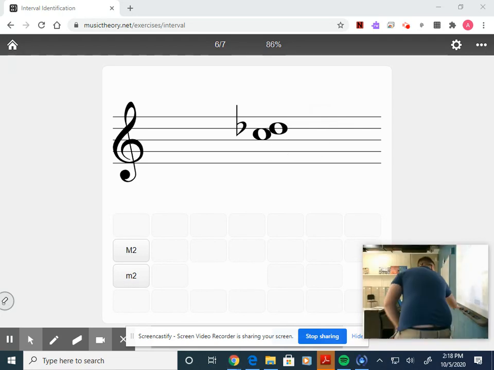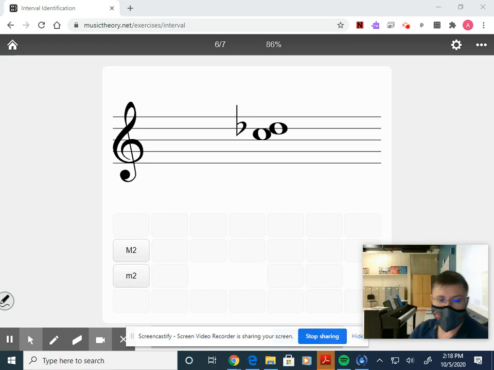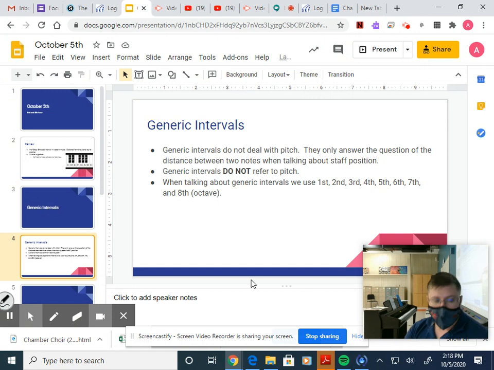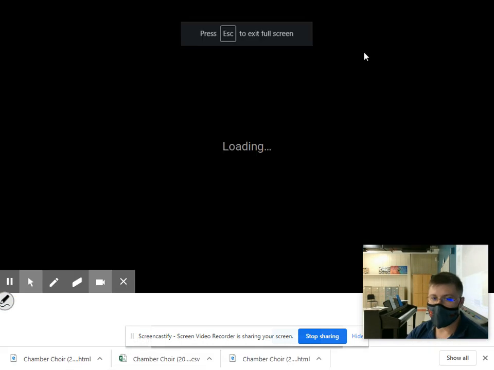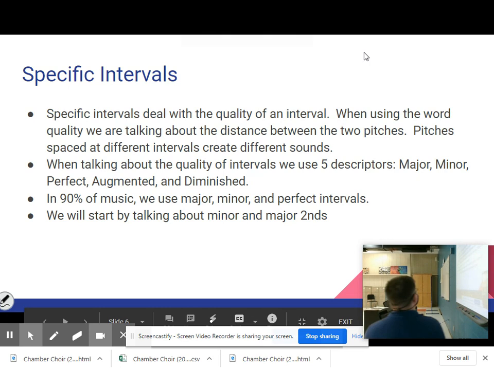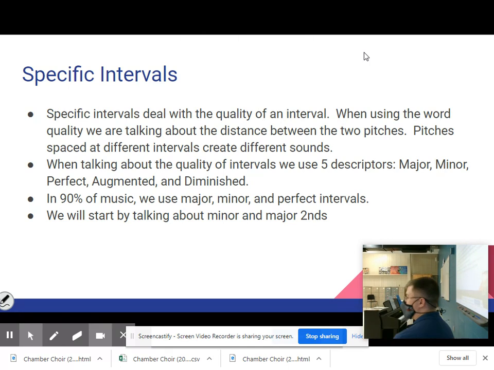So the first thing we want to talk about is the generic interval. We want to know, as far as the staff is concerned, where it's spaced out. The second thing, and the thing that we're going to talk more about today, is the specific interval. It's what quality it has. What sound is it making? And this is more important for us as singers because it gives us an idea of what we're supposed to sing. So specific intervals deal with the quality of the interval.